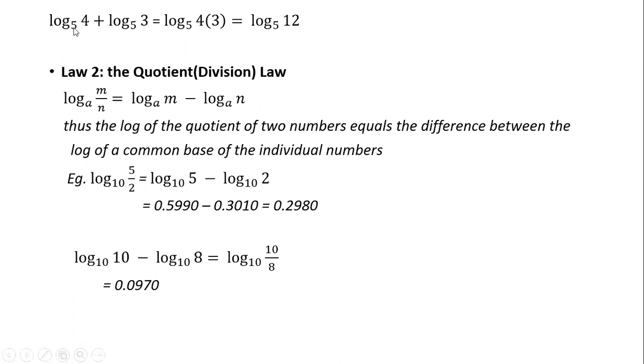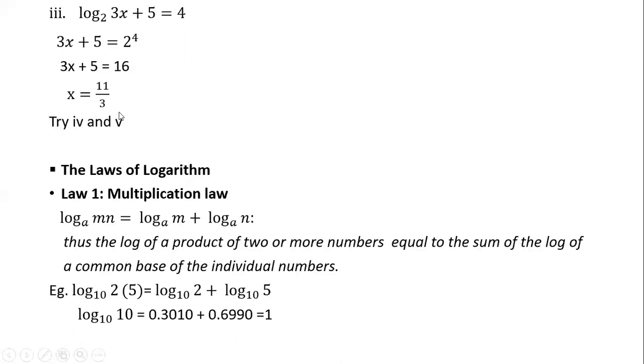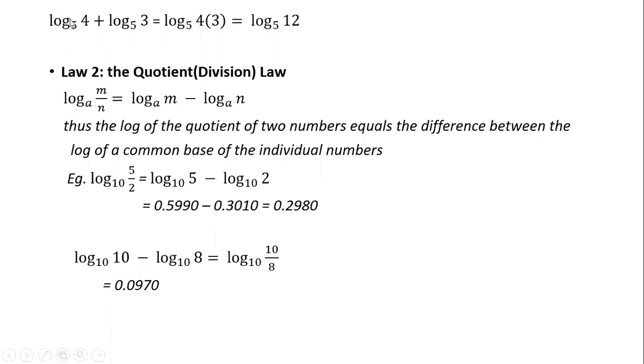So let's do the next one. If you have log base 5 of 4 plus log base 5 of 3. Now this time, we are adding 2 logs with the common base. So you can just factorize, like we are now factoring the common base out. We have log base 5. And since the logs are adding, you multiply the numbers. So you can also make it log base 5 of 4 times 3, which is the same as log base 5 of 12.